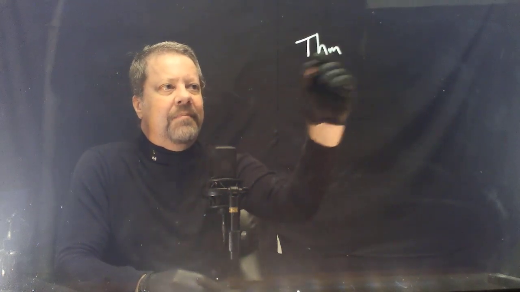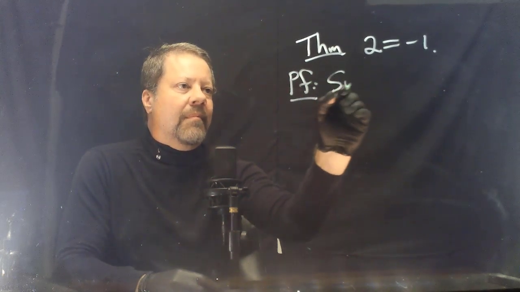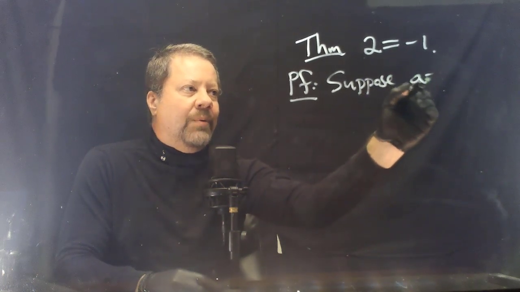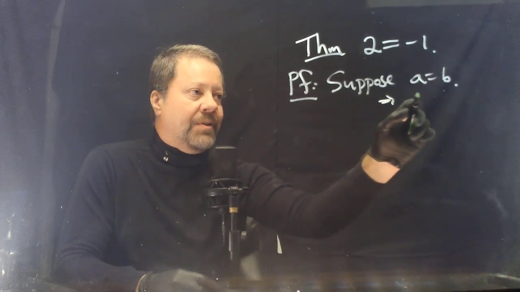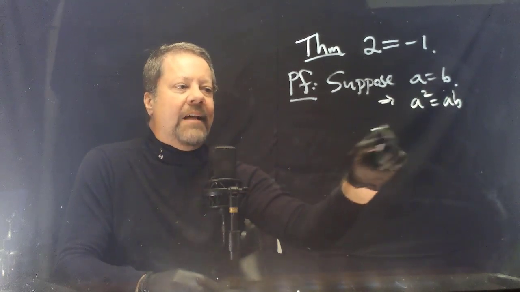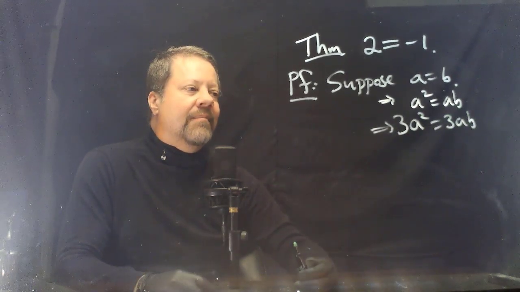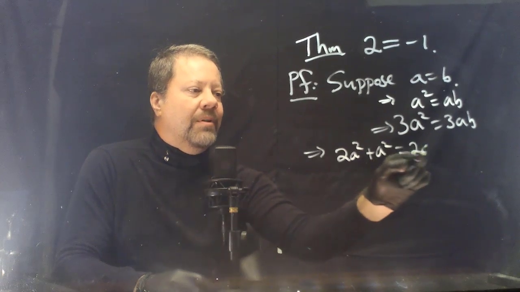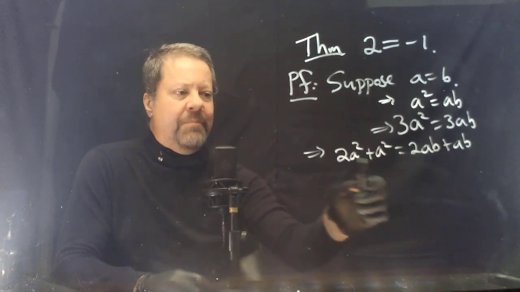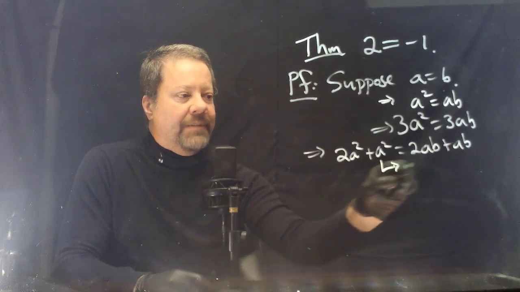Here's an example of an erroneous proof. Suppose I have the theorem that 2 equals negative 1. And this is my proof. Suppose A equals B. If A equals B, that's fine. We can multiply both sides by A, so I get A squared equals AB. And I'll multiply both sides by 3. So 3A squared equals 3AB. So far, so good. We'll break each side up as follows. 2A squared plus A squared equals 2AB plus AB. One of them plus 2 of them makes 3 of them. Same thing over here.